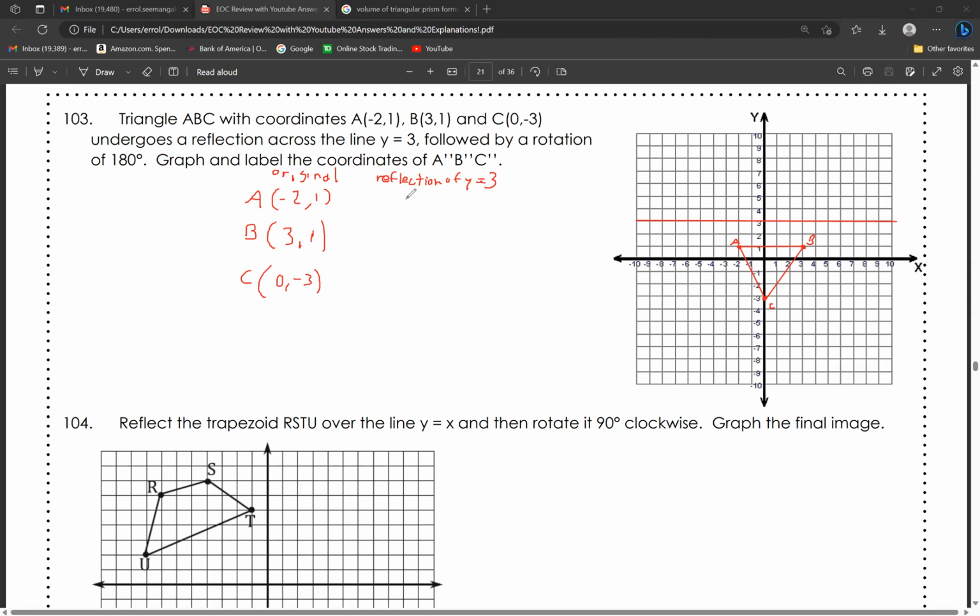So what is this one now? So you would just -3 from... not -3, but okay, so A is -2, 1. So it'd be -2, 5. See how this distance right here is 2? It'll be the same distance, 2 there. Okay, so then this one is -2, 5.